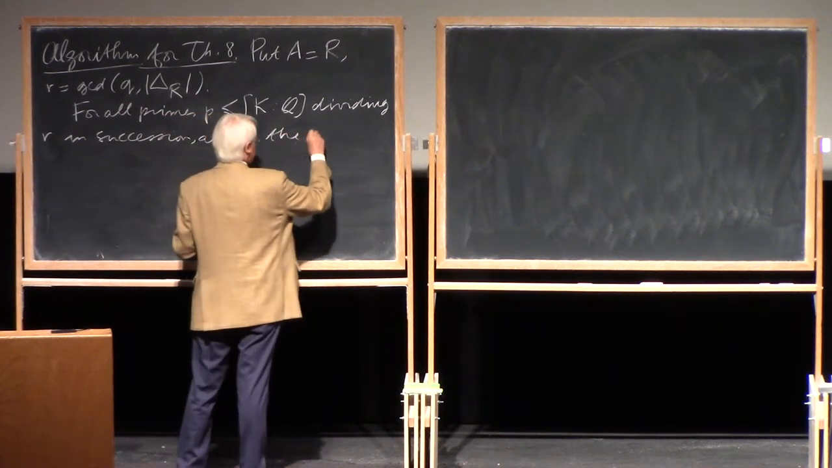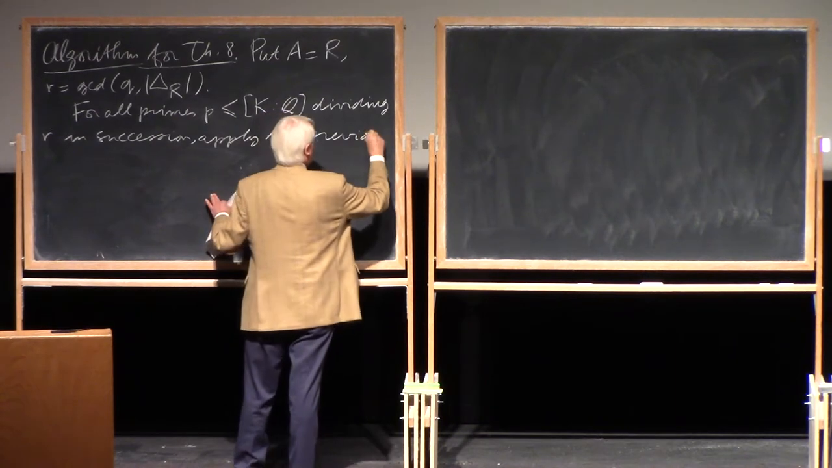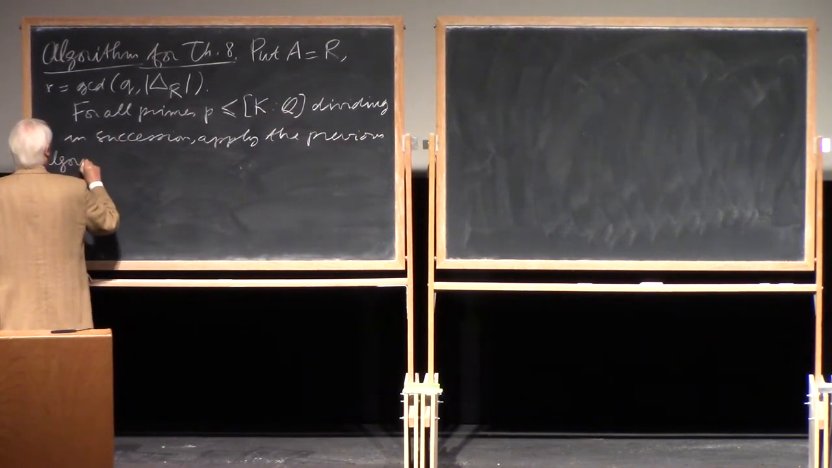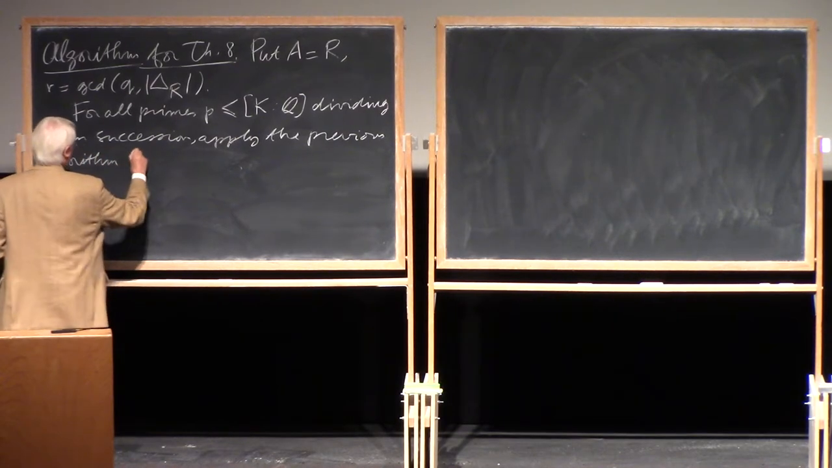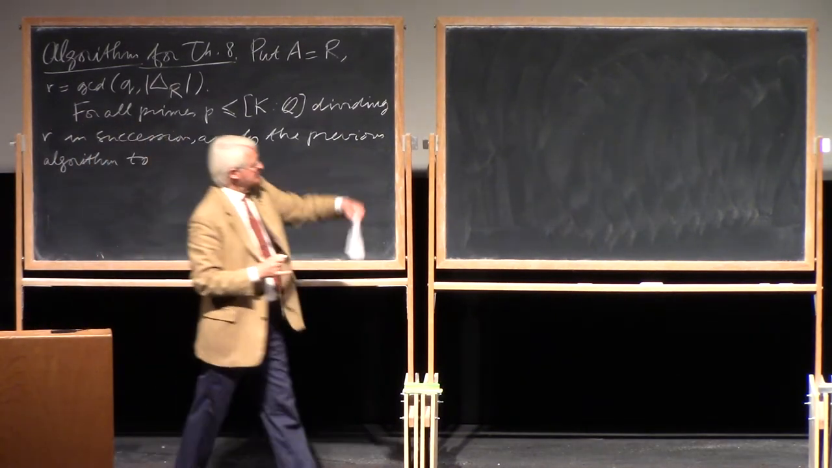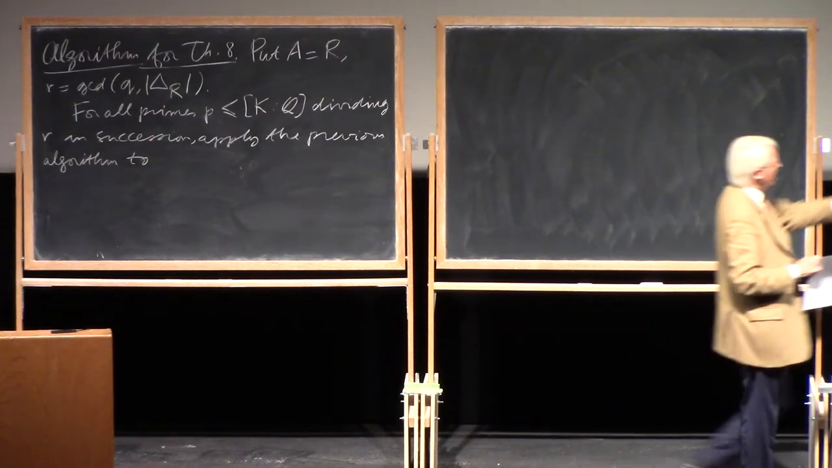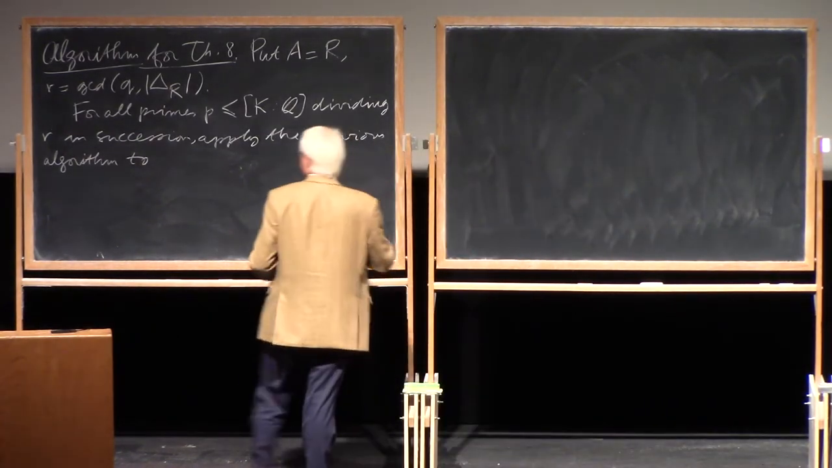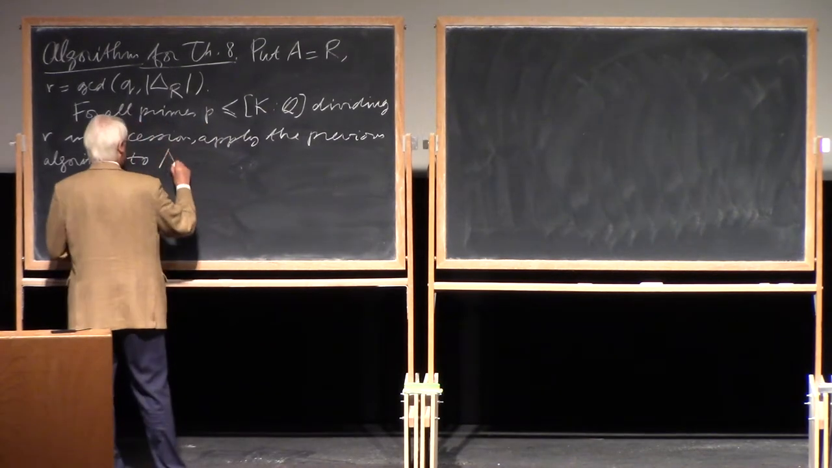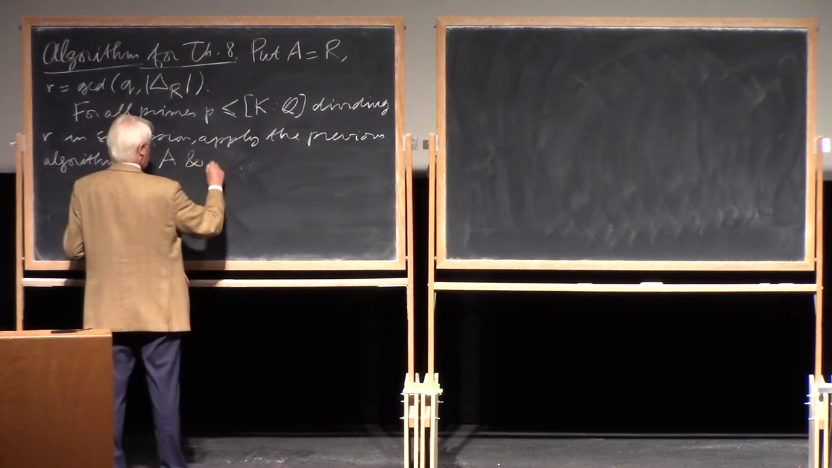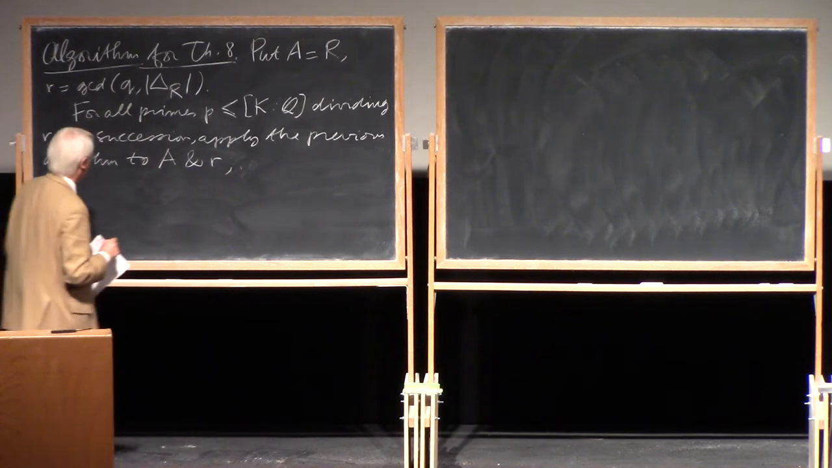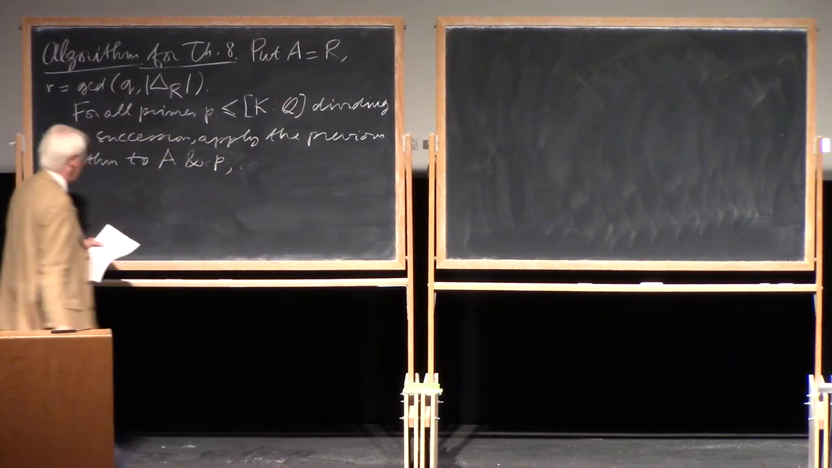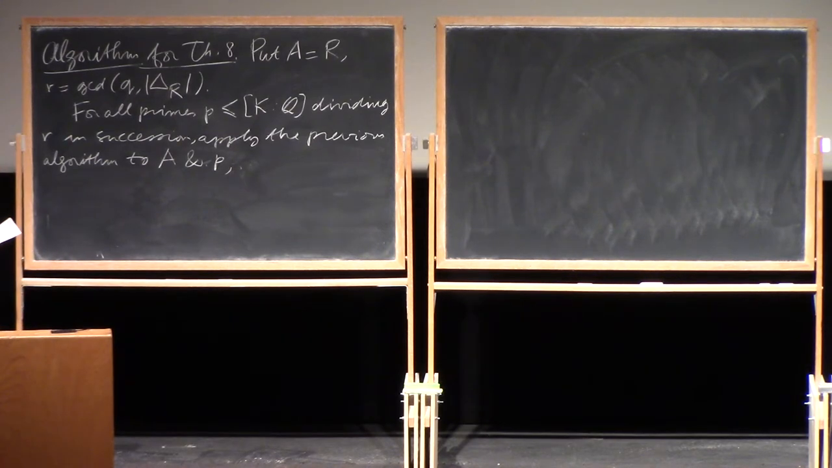The previous algorithm. So that is the algorithm on the rightmost blackboard. The input was R and Q there, so I apply it to A and little r, pardon me, P, it should be prime, that is the prime that we are dealing with.